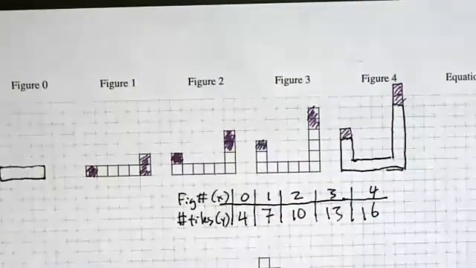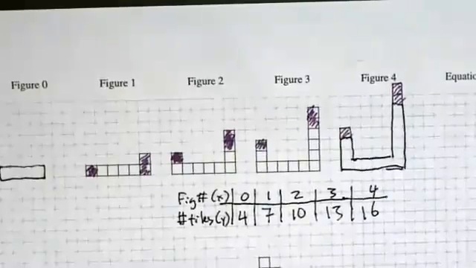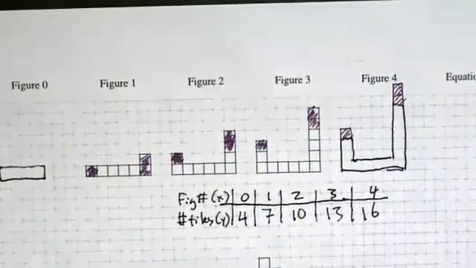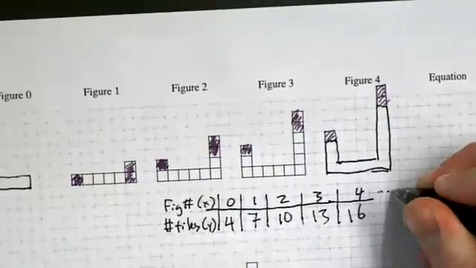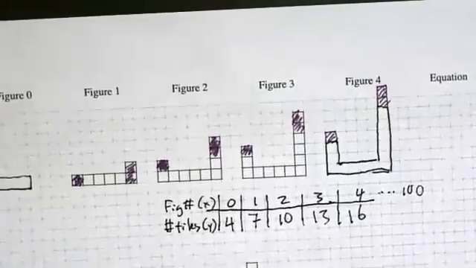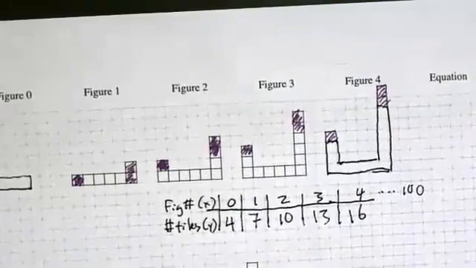Now, before we get into that, I want to answer the question from the front of the page, which is part D, and I'll just read it to you. It says, what would figure 100 look like? So if I kept this table going all the way out to 100, could you tell me how many tiles there would be in that figure? And what would it look like?